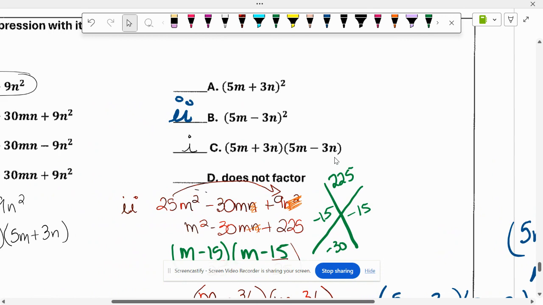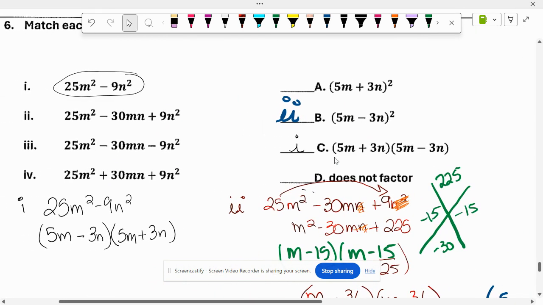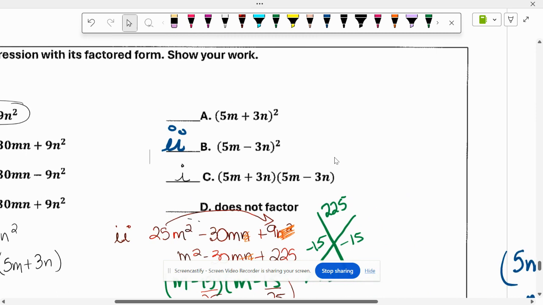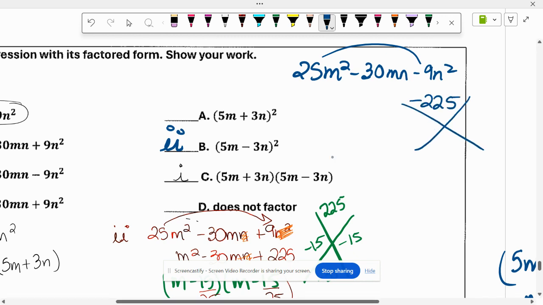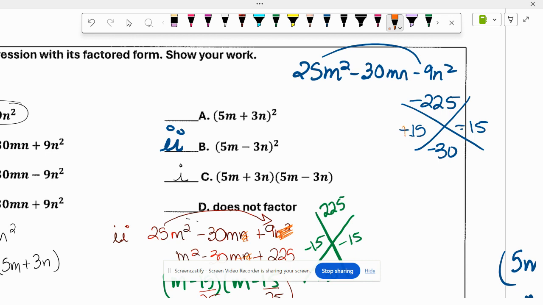All right, so now I'm going to do triple I, 25m squared minus 30mn minus 9n squared. So I'm going to ignore the n's. I'm looking for two numbers that multiply together to give me a negative 225, that when I add them, I get a negative 30. Well, again, it's going to be a negative 15 and a negative 15. However, a negative times a negative is a positive, and a positive times a positive is a positive. So this is not factorable.